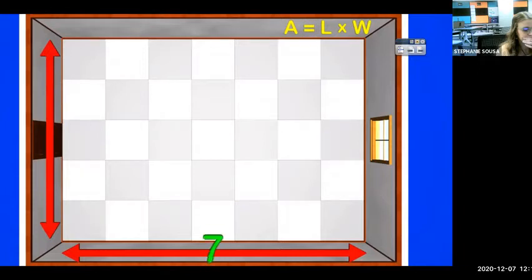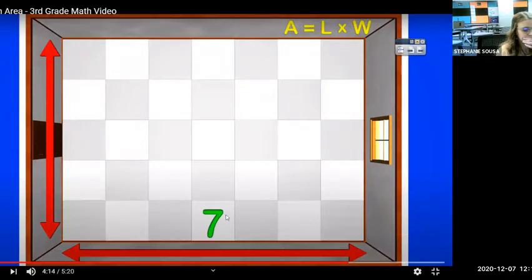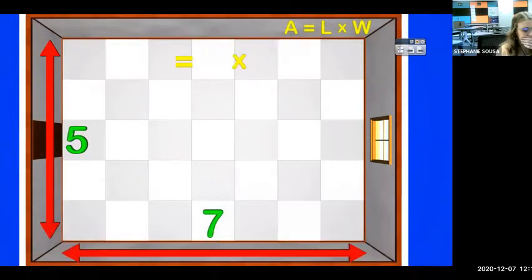Counting the square units across, we get 7. What is the width? Counting down, we get 5. We have what we need to find the area. Area equals length, which is 7 square units, multiplied by the width, which is 5 square units.